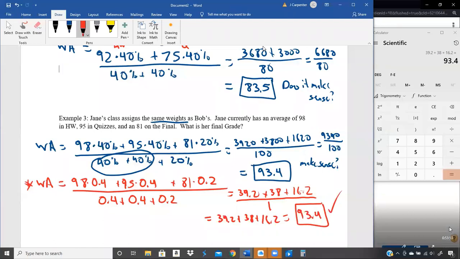So with things like grades, when your weights are written as percentages, do you have to write them as percentages? No. Can you convert them to decimals? Yes. Do you have to write them as decimals? No. You can leave them as percents. Just don't do percents in the top and decimals in the bottom or vice versa. Be consistent and we're cool.